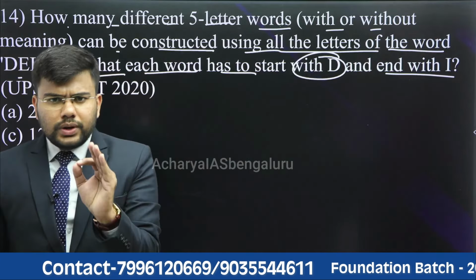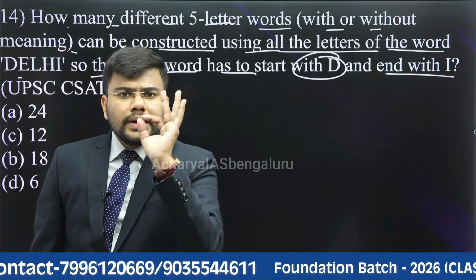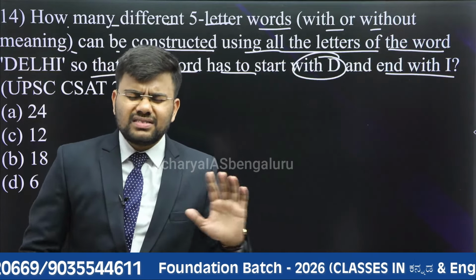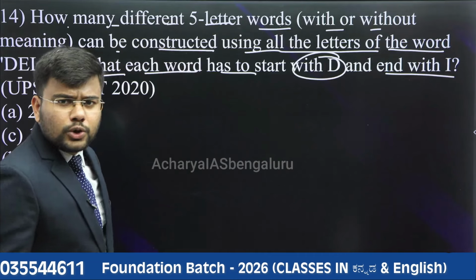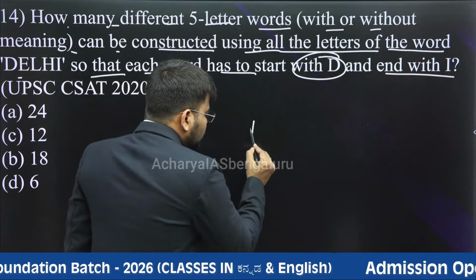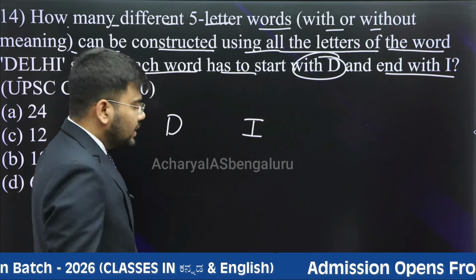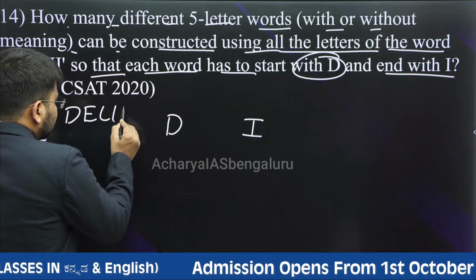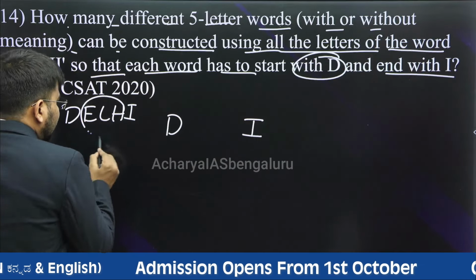They have given you the word Delhi. In this word Delhi, it has to start with D and end with I. Simple question. By the time now you would have understood, it has to start with D and end with I. Hence I will be left with Delhi has how many letters? That is 3 letters are there.